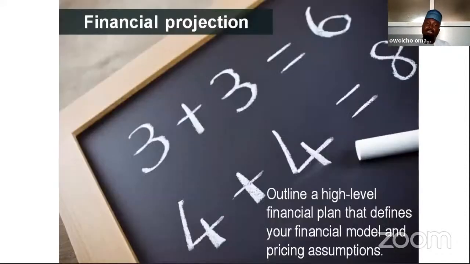And then the last, the seventh item, is the financial projection. We say the financial projection should outline a high-level financial plan that defines your financial model and pricing assumptions. Your financial model, remember Nelly and Williams, their models are going to come into play here. We're going to see them in terms of finances. And before you start, write out all your assumptions, because your business plan is talking about the future. So when you're talking about the future, you must assume.